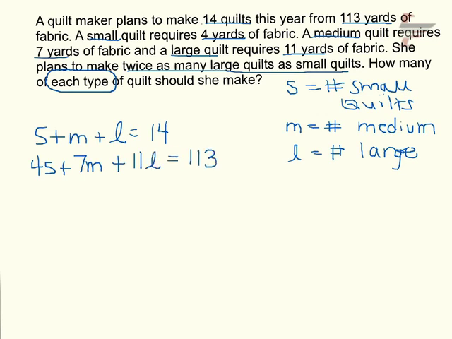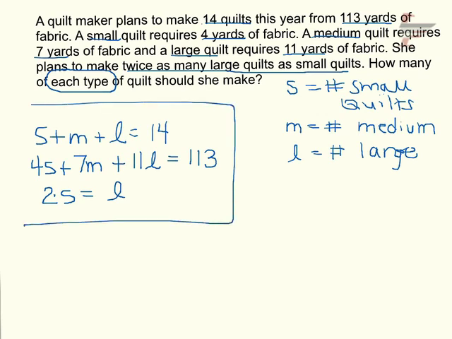So everything's in yards. And last but not least, she plans to make twice as many large quilts as small quilts. So whatever she does to her small quilts, she's going to double that. So 2S will equal the number of large. So she's going to have twice as many large quilts as small quilts. So now you can see you have a system of equations in 3 variables. What I would encourage you to do is pause this video and see if you can solve it, and then I'll work it out quickly.